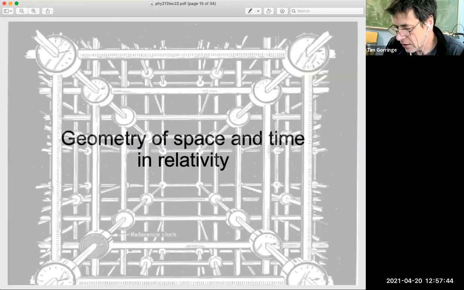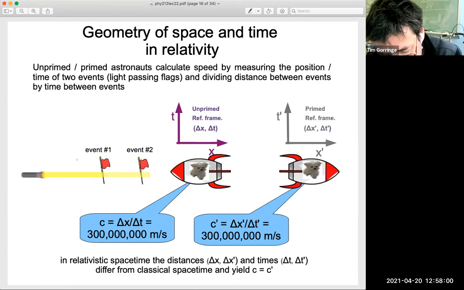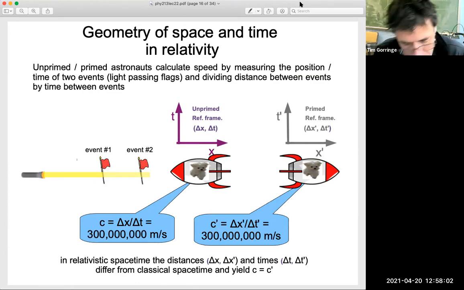Okay, so Einstein modified our notions of space and time. And so we're going to look at that. There's going to be a new geometry of space and time. And this slide kind of summarizes what he had to do.